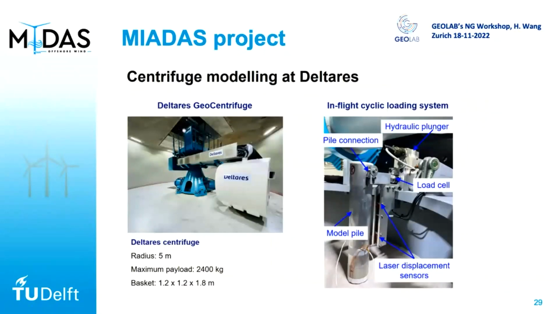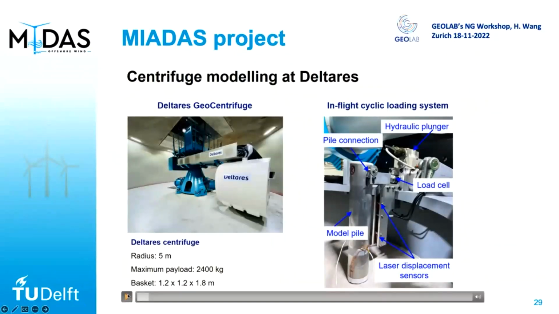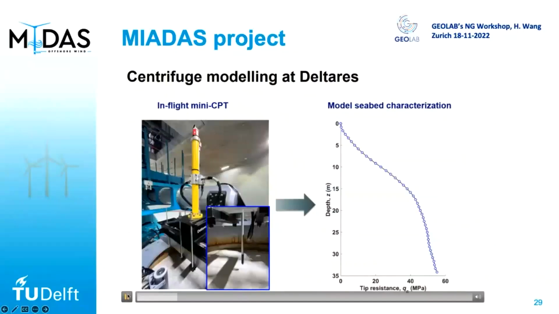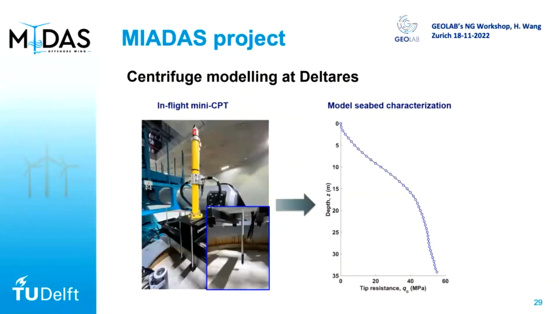You really need to figure out how you are going to apply the load, what kind of instrumentation you are going to put, what kind of thing you want to measure. So this is the typical setup for the monopile foundation. And also in the centrifuge, you can also characterize your soil with this mini CPT, which is very typical to in the field using CPT. So with this, you know the homogeneity of your soil, and you can also use the CPT to develop a CPT-based design method for the foundation.